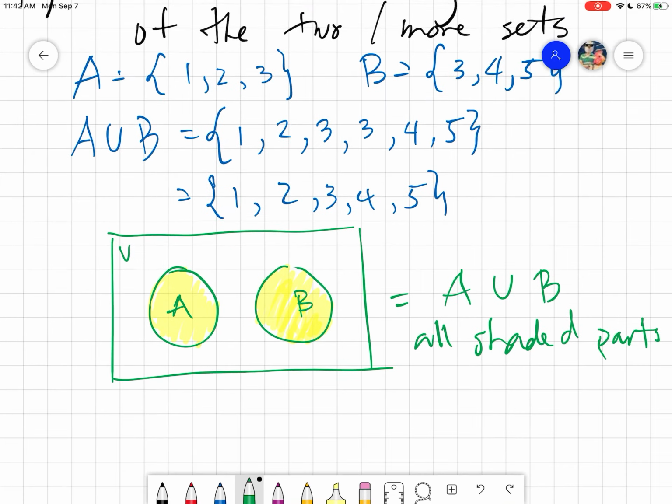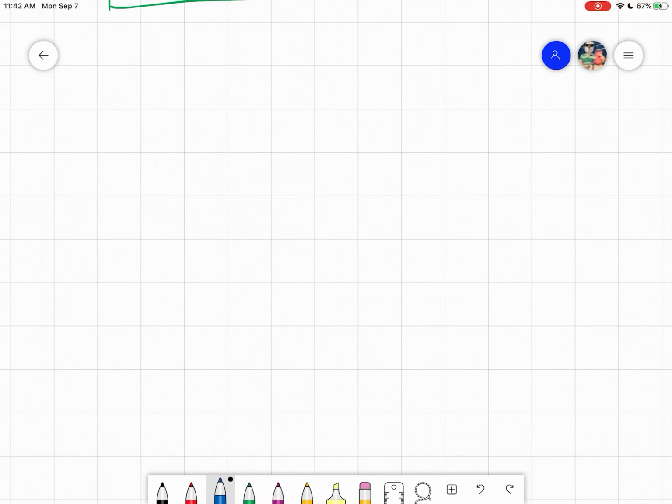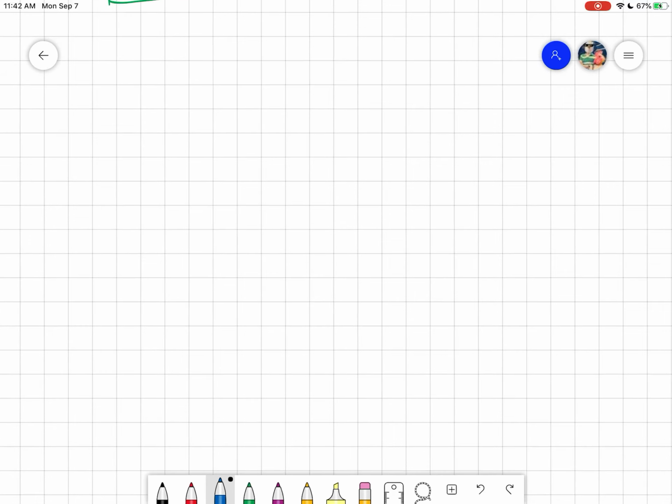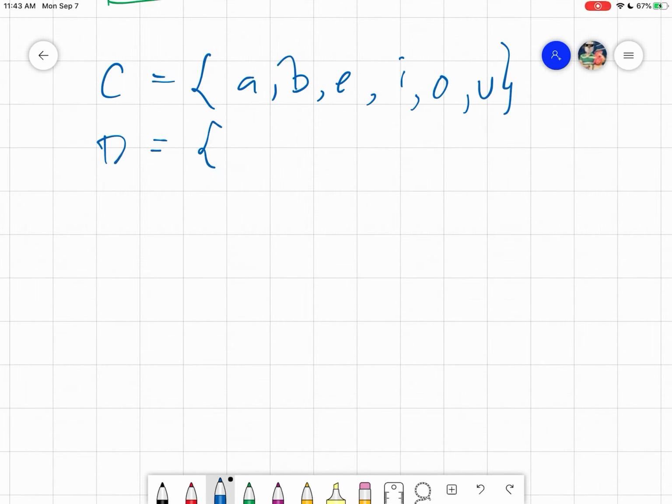Okay. So let's have another example. Okay. So say we have, wait lang, let me check the set. Say we have set A. No, let's use set C. Say we have set C is equals to A, B, E, I, O, U. And our set D is equals to say X, Y, Z, W.